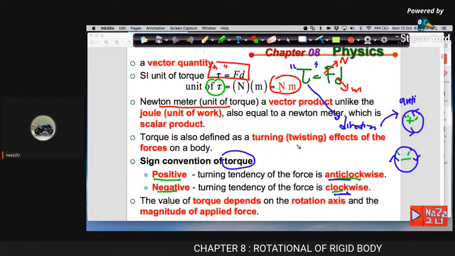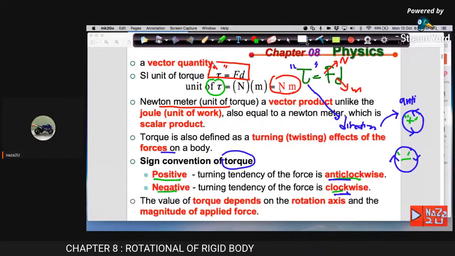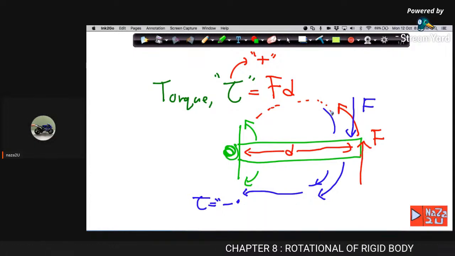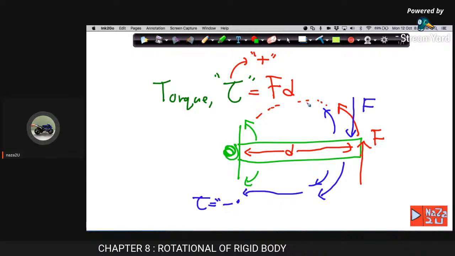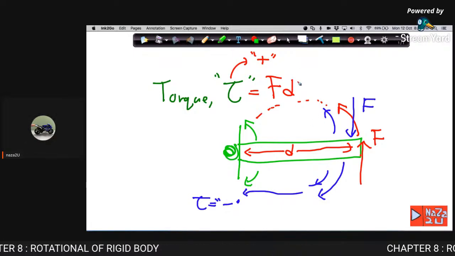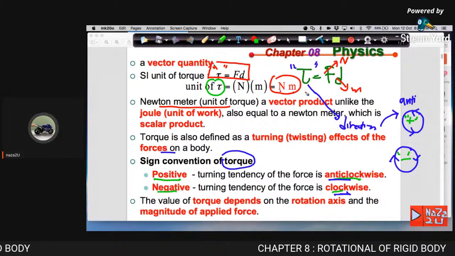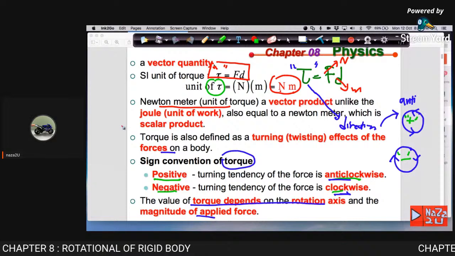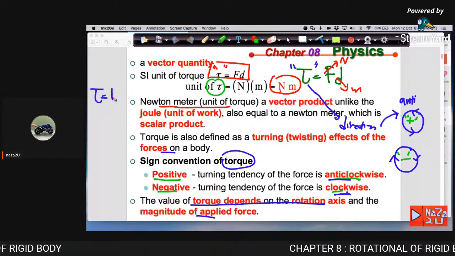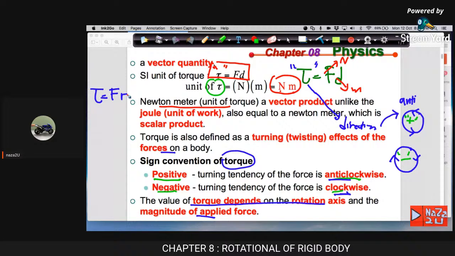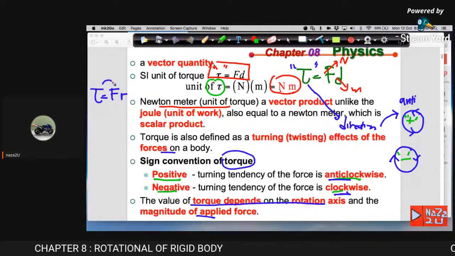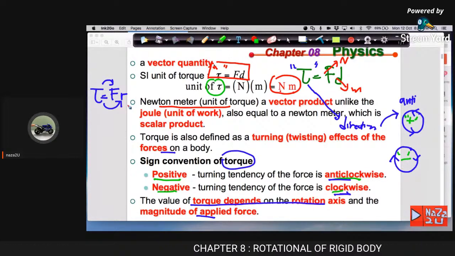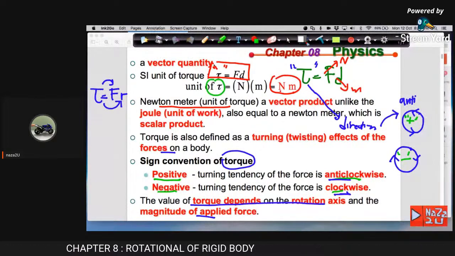Torque is defined as the turning effect of a force on a body. When we apply a force on this meter rule, it will rotate anti-clockwise or clockwise. Next, the value of the torque depends on the rotation axis and the applied force. Of course, because the torque equation is force times distance R or D, the torque depends on the value of the force and the value of the distance R or D.